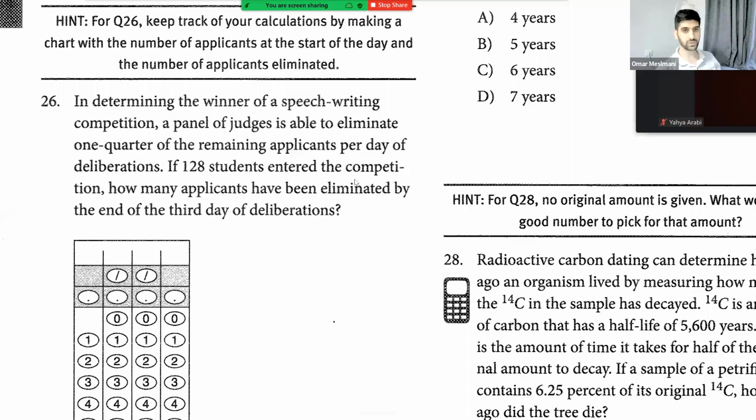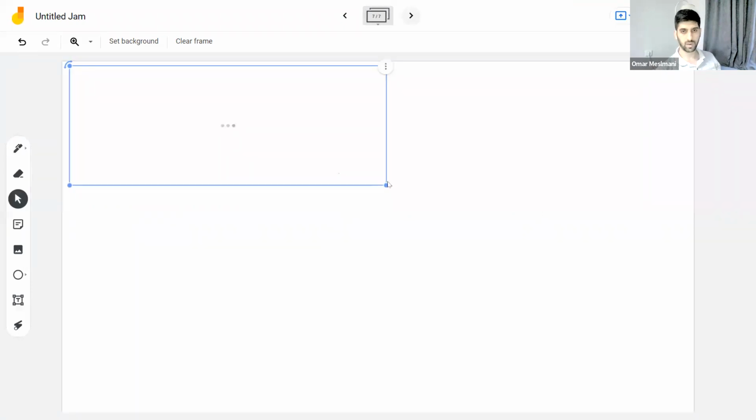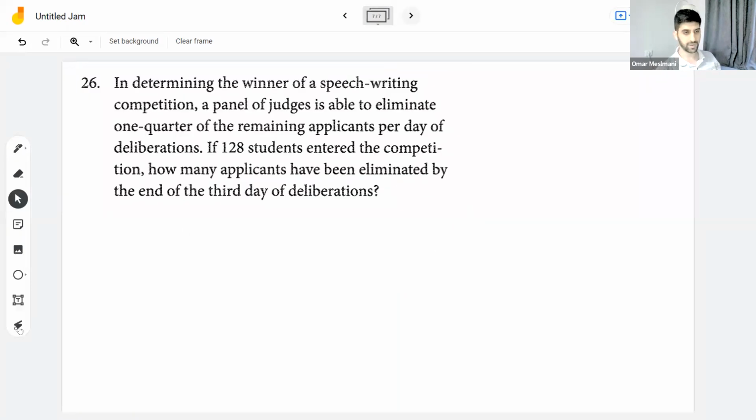Let's see question 26. I'm going to do it with you. In determining the winner of a speech writing competition, the panel of judges are able to eliminate 1/4 of the remaining applicants per day. 128 students entered the competition. How many applicants have been eliminated by the end of the 3rd day?